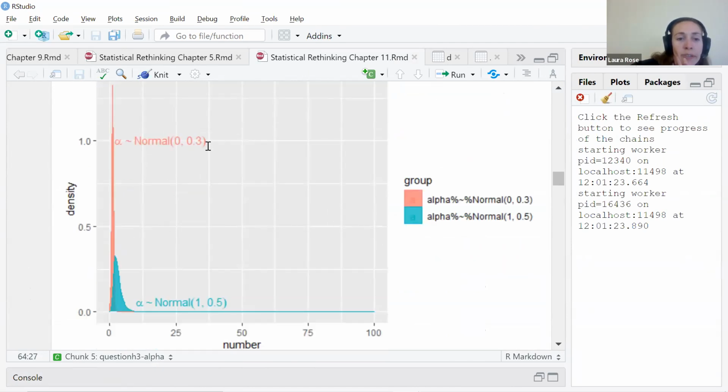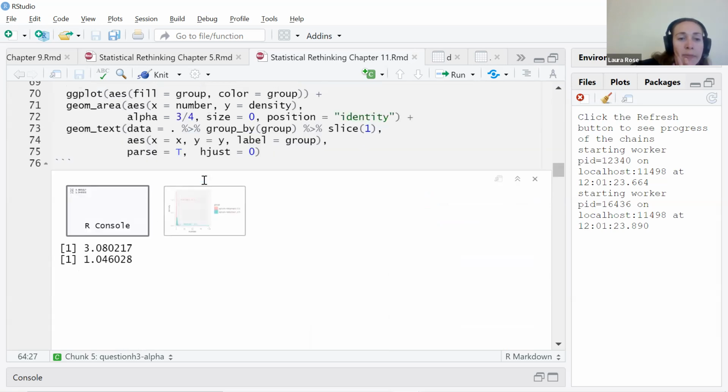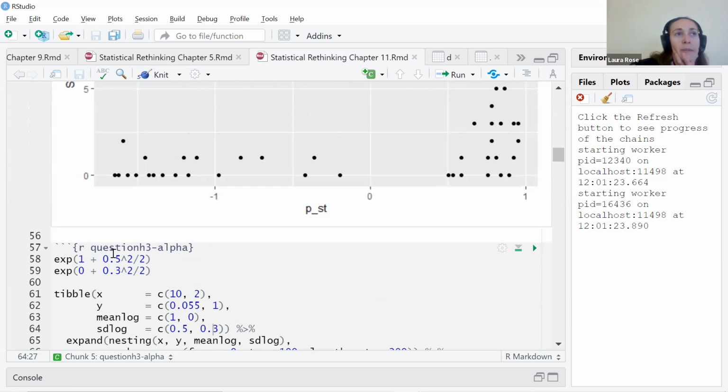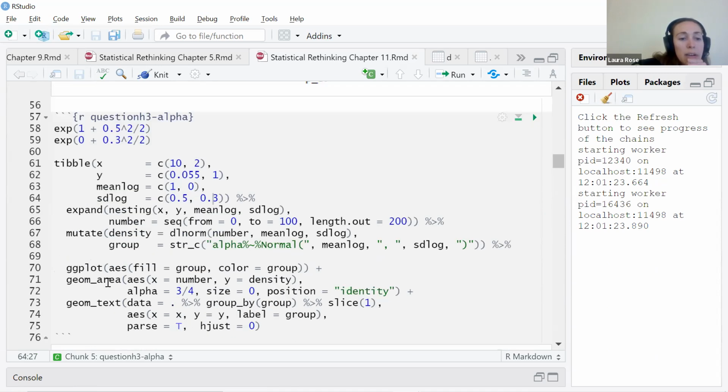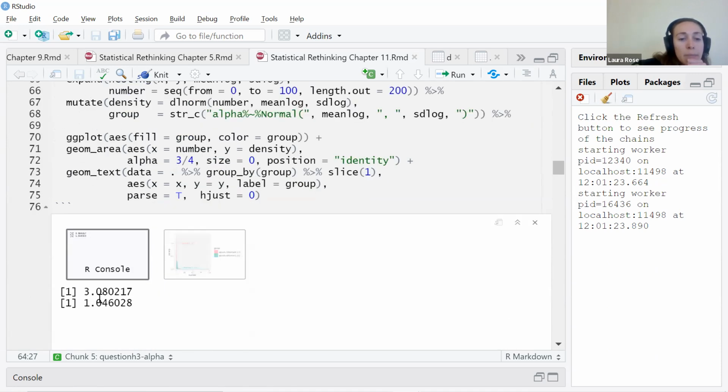So this is normal 0, 0.3, and this is alpha normal 1, 0.5. Just playing around with that based on some of the formulas for the mean. So exponentiation gives us the mean of this, the standard deviation squared divided by 2. I have 3.08 for this value and then 1.04 for the second one. This seemed more reasonable to me because we have a lot of plots with no salamanders.